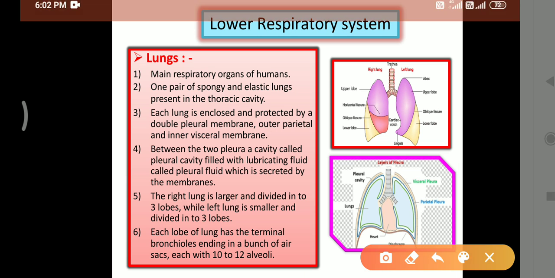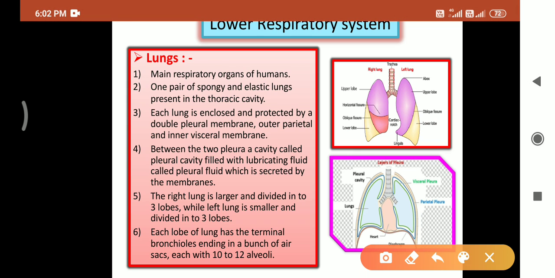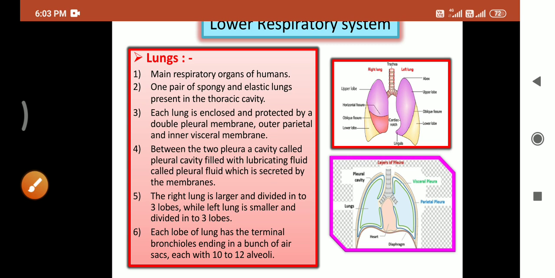So the next part is the lungs. Lower respiratory parts have the lungs. The lungs are the main respiratory organ of the human body, right? They are present as a pair. You can see here the two lungs. The lungs have spongy, elastic muscles, and they are present in the thoracic cavity, which is very easy for you. Now this point is very important.